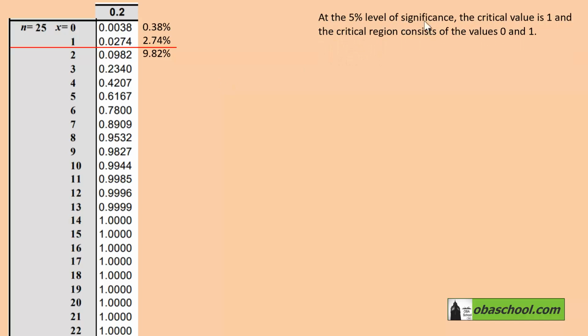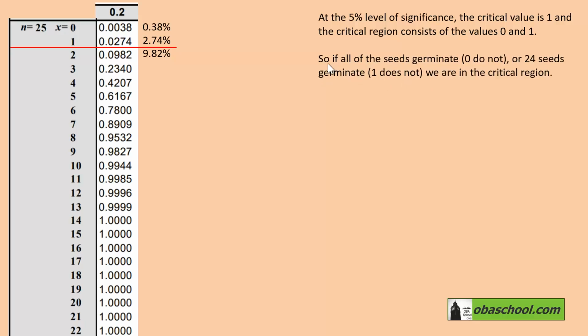At the 5% level of significance, the critical value is 1. The critical value is the first value in the critical region. And the critical region consists of the values 0 and 1. So if all of the seeds germinate, 0 do not, or 24 seeds germinate, and that means 1 does not, we are in the critical region.